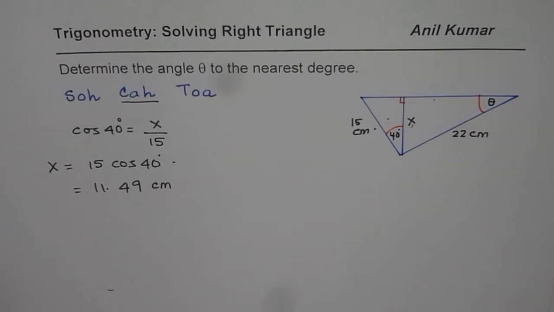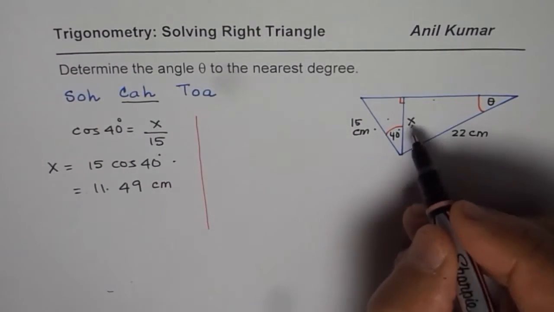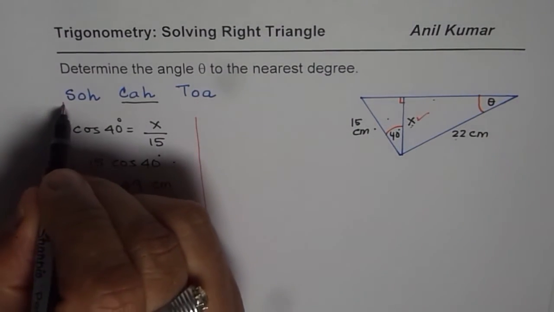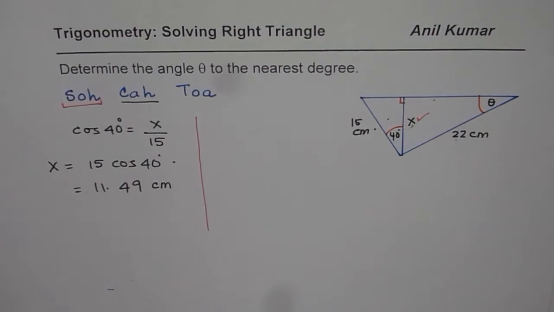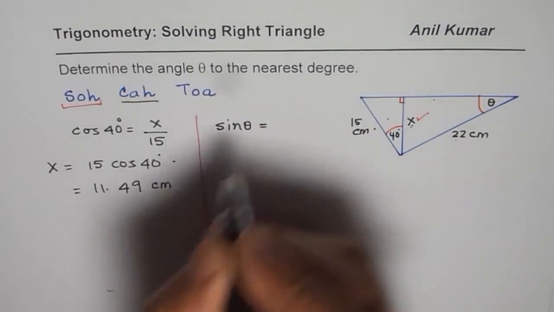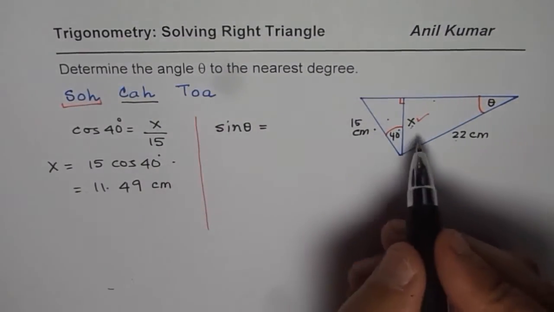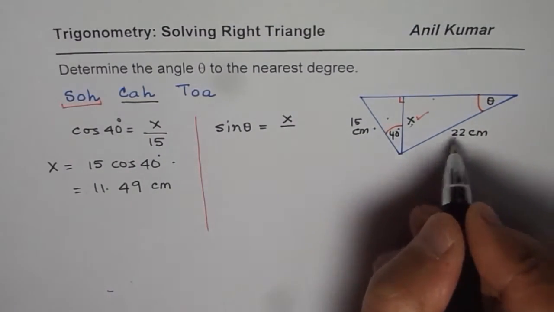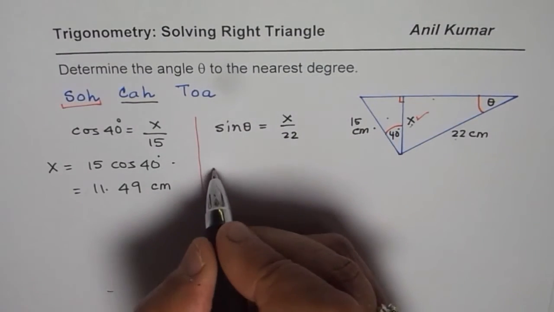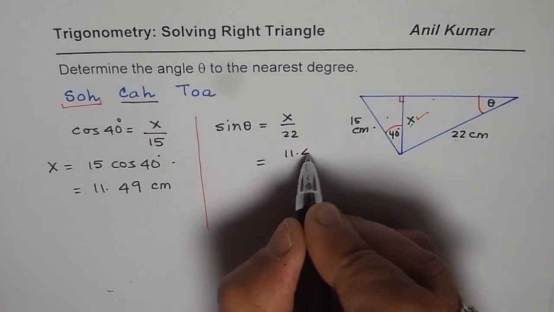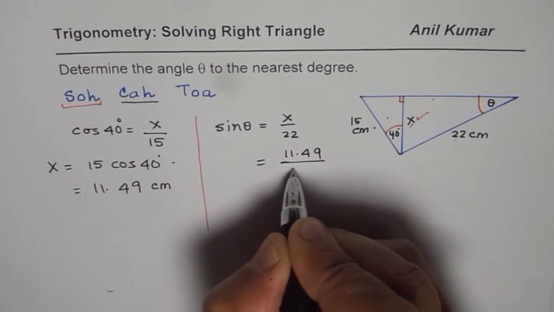In the bigger triangle, what do you notice? X is the opposite side, right? So we know now the opposite side and hypotenuse. That means we can use sine, right? So sine of theta, which is equal to opposite over hypotenuse, is equal to x over 22, right? Let me first write x over hypotenuse 22, right? Now that is to say x is 11.49, so it is 11.49 over 22.